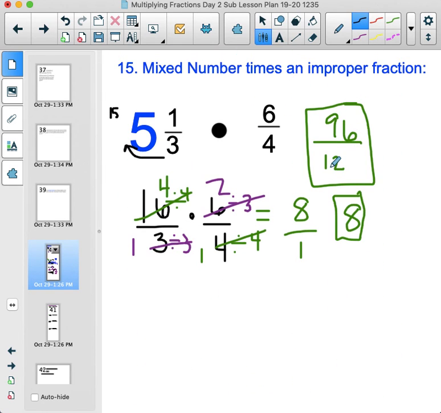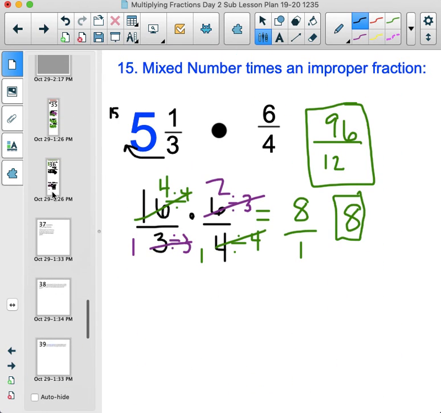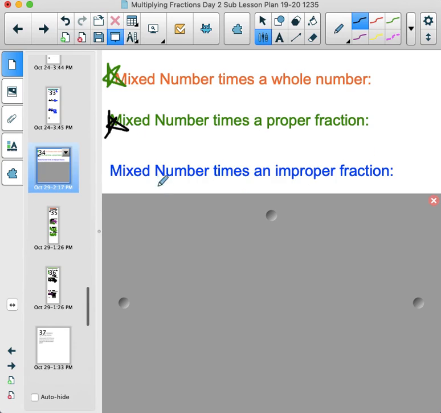All right, so let's look back at that. Mixed number times improper fraction. If you feel confident with that, you can start. If not, this is a work in progress.